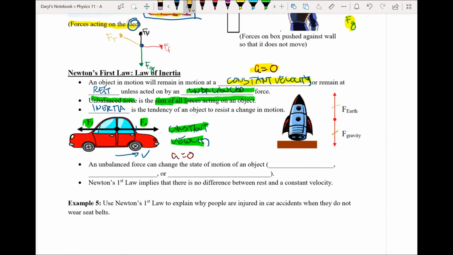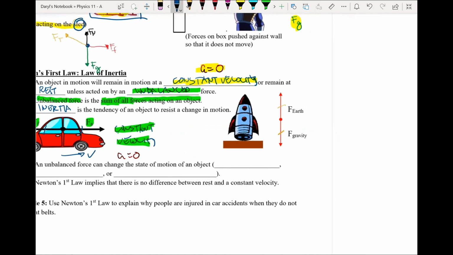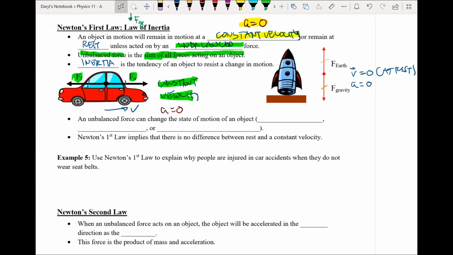So in this particular case, velocity is 0. V is 0. Well, same thing as the acceleration is 0. Okay. So this is at rest. So when V is equal to 0, the other way of saying that is that the object is at rest. Okay. So an unbalanced force can change the state of motion of an object.